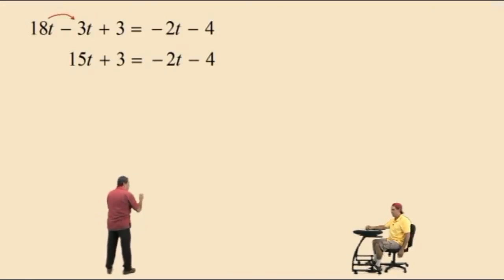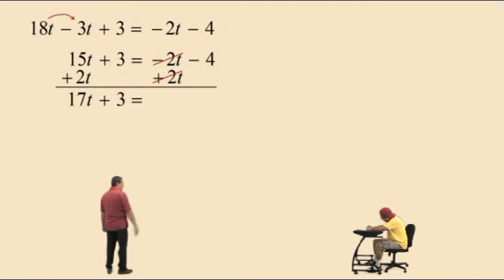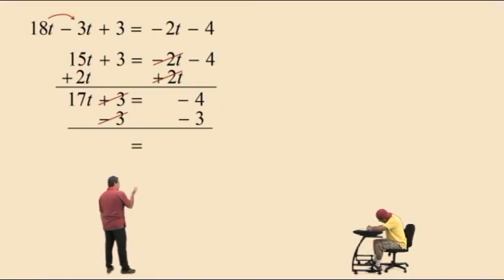Okay. Now, let's put our variables on the left by doing what to both sides, Charlie? Add 2t. That's right. So those cancel. 15t plus 2t is 17t. And bring down your 3. And don't forget you have a negative 4. What comes next, Charlie? Subtract 3. That's right. So those cancel. We're left with 17t on the left. Negative 4 plus a negative 3 is what, Charlie? Negative 7. That's right. Okay, now let's go up there.